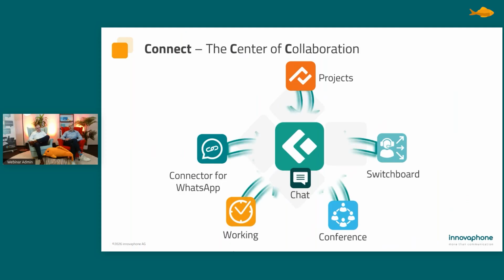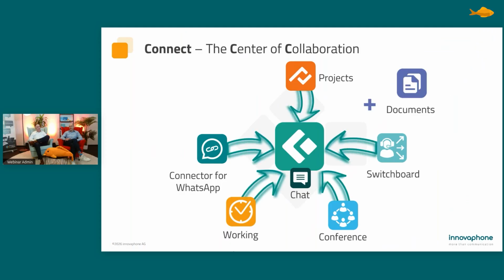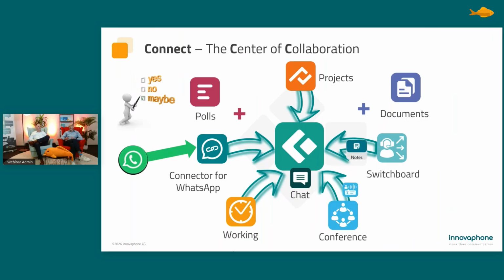So we have the integration, of course, from Projects, our project management tool, where you can see all the communication within the project also in the Connect app. You can see notes coming from the switchboard, conference transcriptions. We will talk later also about the communication about working approval processes, the WhatsApp connector. So there are so many components within the myApps portfolio which are now connected and seamlessly integrated with Connect.